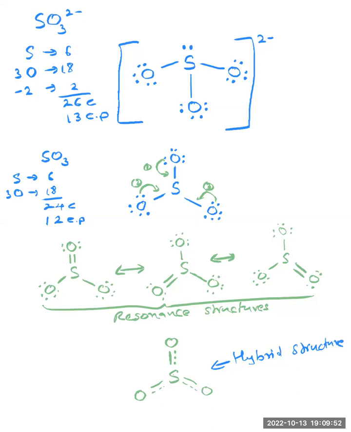When it comes to SO3, we need to delocalize electrons to get an octet of electrons around the sulfur atom, and that's why we had to do this. As a result of that, we are going to get 3 resonance structures, and the actual structure will be a hybrid of all 3 of them, which is drawn over here. And notice that we do not draw lone pairs when we draw the hybrid structure.